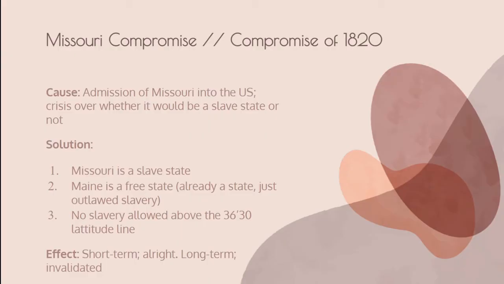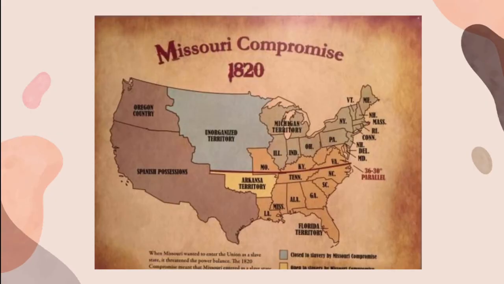And the third most important part was that no slavery would be allowed above the 36°30′ latitude line for all the new territories. And this did work for a very long time, but it was around 1854 where this was invalidated later on. So it was putting a band-aid on a broken arm. It didn't solve the issue, but it made them last a while. And here's just a little map showing you the 36°30′ line, how it would extend to that new territory.